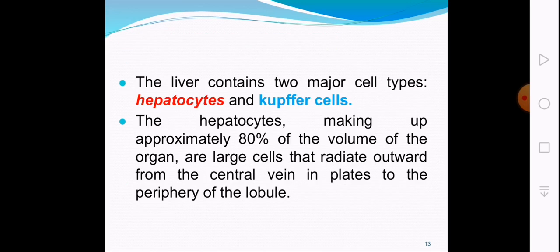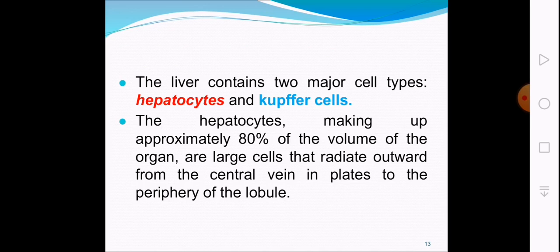The liver contains two major cell types, hepatocyte and Kupffer cells. The hepatocytes, making up approximately 80% of the volume of the organ, are large cells that radiate outward from the central vein in plates to the periphery of the lobule. يعني بنلقى انه الليفر بيتكون من two types of cells. النوع الاول من الخلايا بنسميها الهيباتوسايتس، والنوع الثاني بنسميه الكوفر سيلز.